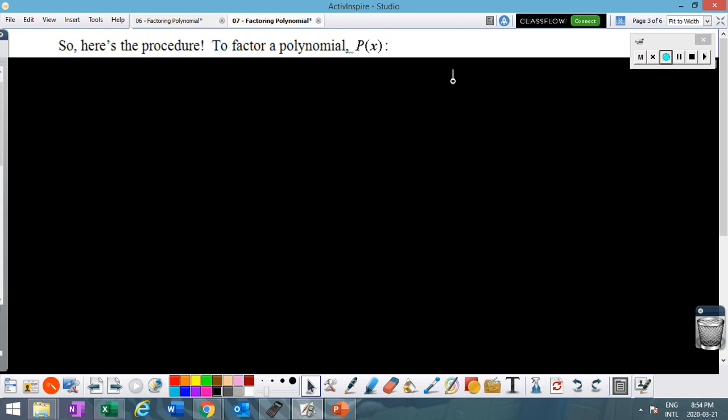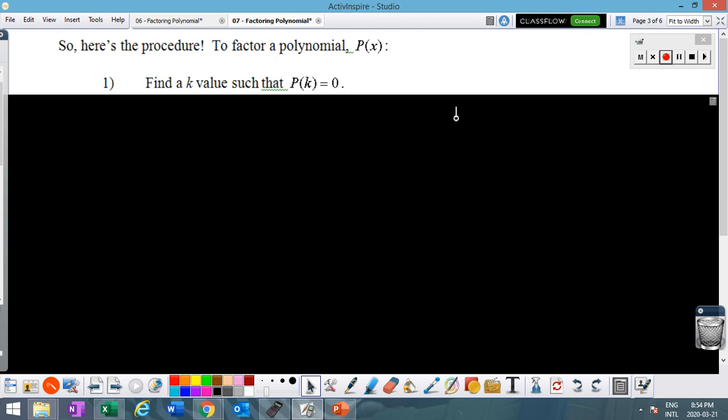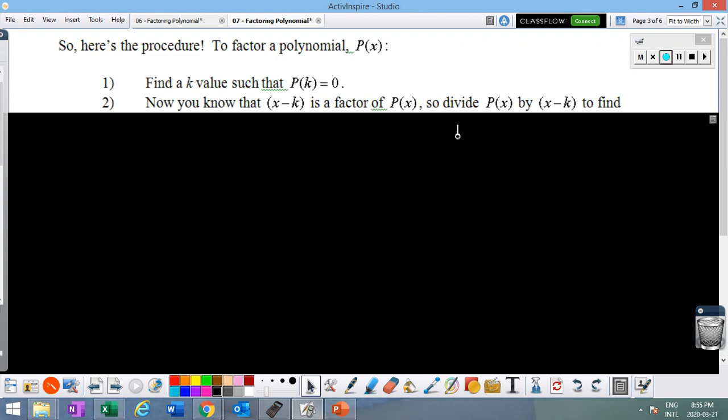Here it is. Here's the procedure. To factor a polynomial p at x, find a k value such that p at k equals 0. Your mind might be flashing going, well, so I just try random stuff? No, I'll show you. You can do it a little bit. There can be a very systematic procedure here, and I'll show that in just a second. Once you find one that comes out to 0, you know that x minus k is a factor, so divide it out.